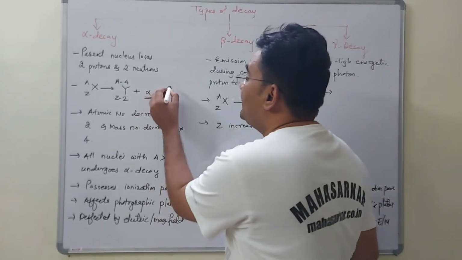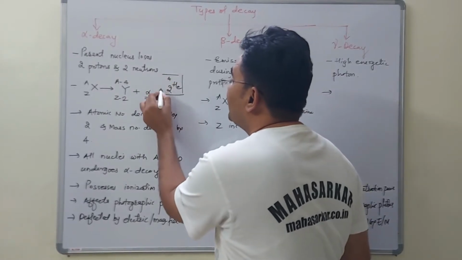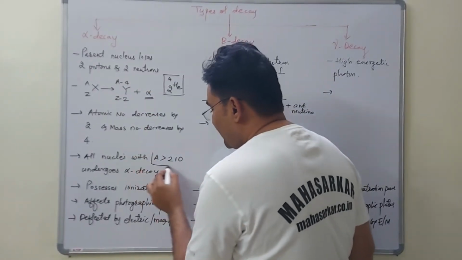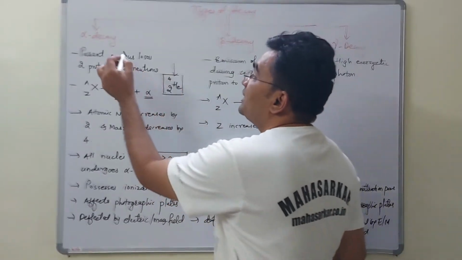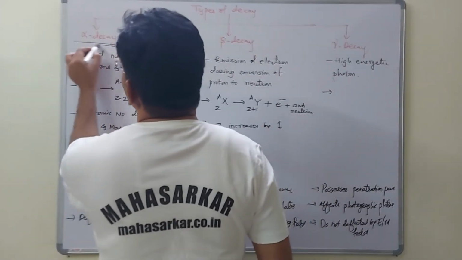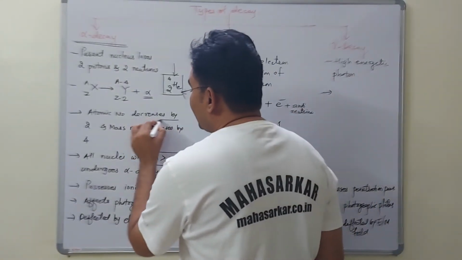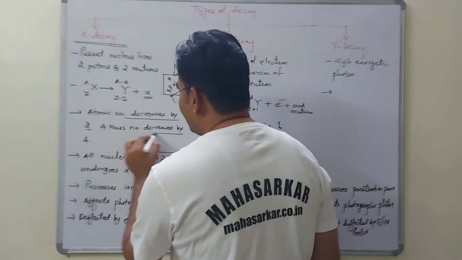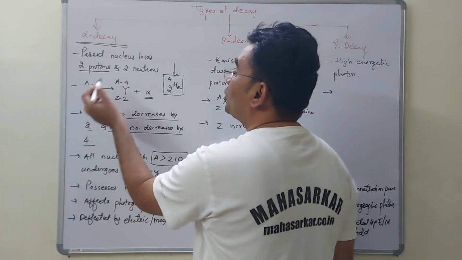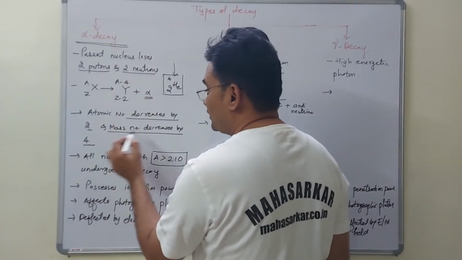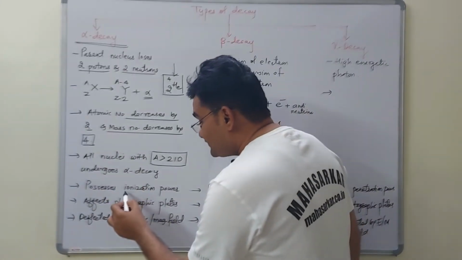So this helium atom, 2He4, which is emitted from any element with atomic mass greater than 210, this one helium atom is called an alpha particle, and the corresponding decay is called alpha decay. In alpha decay, atomic number decreases by 2 and mass number decreases by 4. So the total number of protons decreases by 2, and 2 protons plus 2 neutrons, that is the total mass, decreases by 4. Okay. Now they possess ionization power.